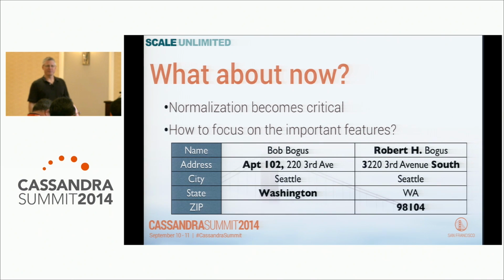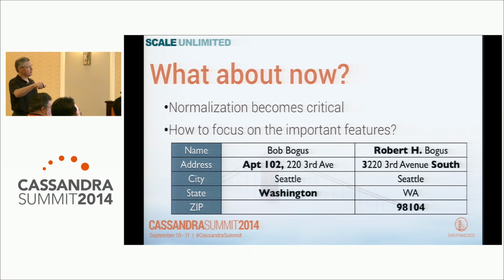What about now? Most people look at it and go, yeah, probably, but there's some issues here. For example, the fact that this one doesn't have a zip code, this one does, you look at that and you go, whatever, okay. Washington versus WA, that's an alias.